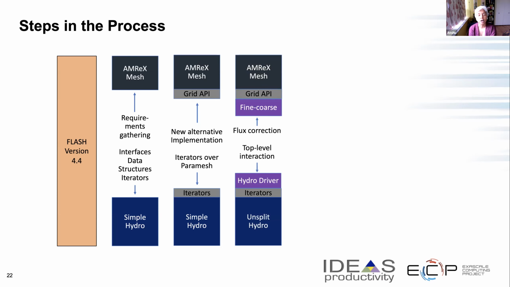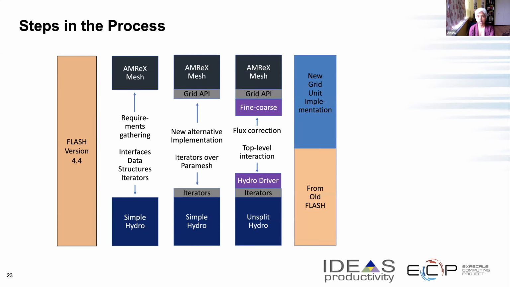In the next stage, then, we started to exercise the AMR capabilities, which include things like flux correction and top level interaction. We changed the hydro driver for a real hydrodynamics code, which would be using the iterators in order to do the calculation. So now we had a full new grid unit implementation, and a whole bunch of code that was coming from old Flash. But now our hydrodynamics could work interchangeably, with full features, with AMRX and Paramesh. So these were the steps in the process that we took.